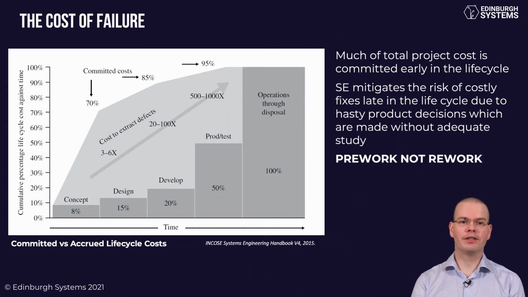So failure is very expensive, and we can look here. This is a chart from the International Council on Systems Engineering, a Systems Engineering Handbook. And upfront, when you start doing the system design at a concept stage, you're committing about 70% of the overall project costs very early on, because you're making those big decisions in your engineering that have an impact throughout the design, the development, the production and test, and ultimately the operation of that product in the market.